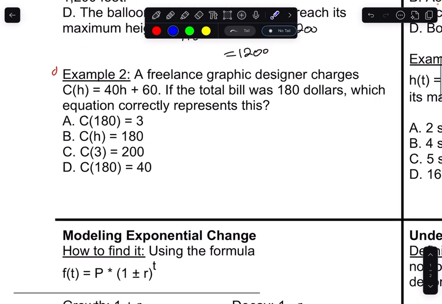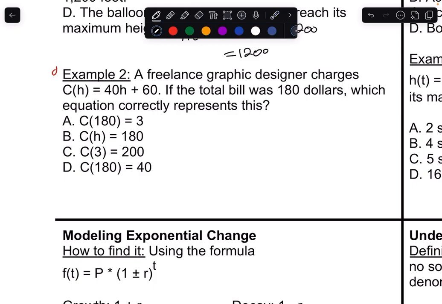Number 2, same idea. C of h is how much it charges, where h is the number of hours. They probably should have said that. Granted, I created these questions, so I should have said that. In this case, we know that 40h is the recurring rate and 60 is the initial. So if your bill was 180, which equation correctly represents this? Your C of h value is going to be 180. They're saying after a certain number of hours, the cost was $180.